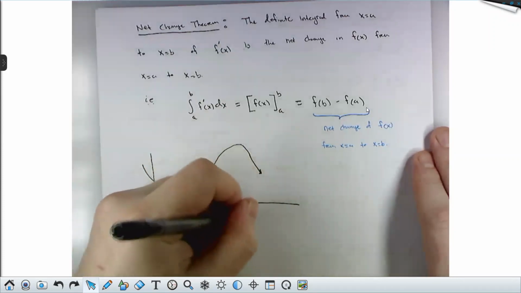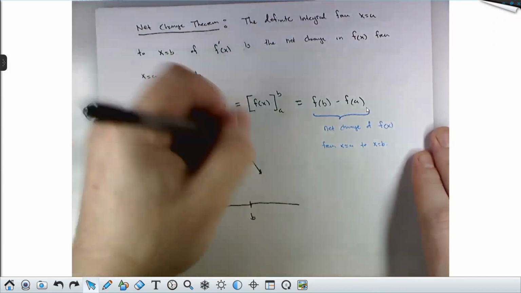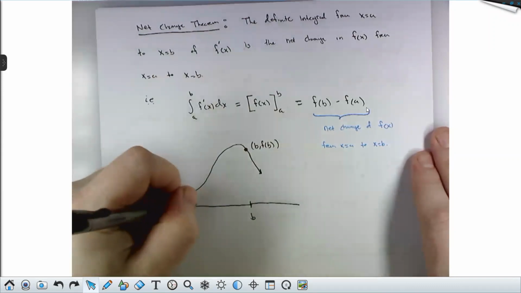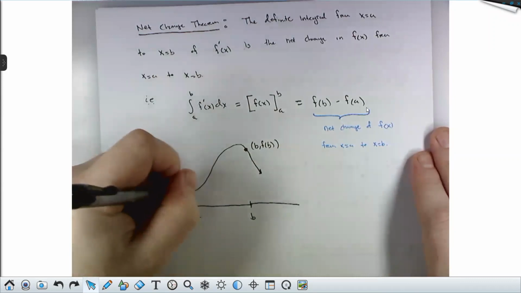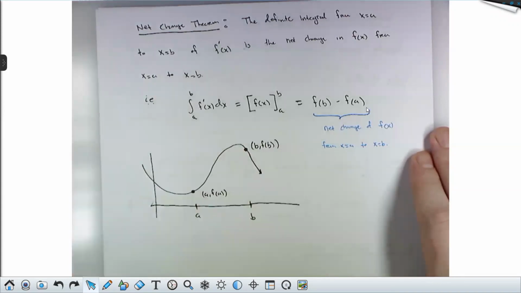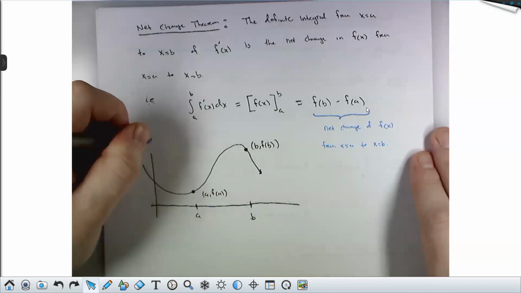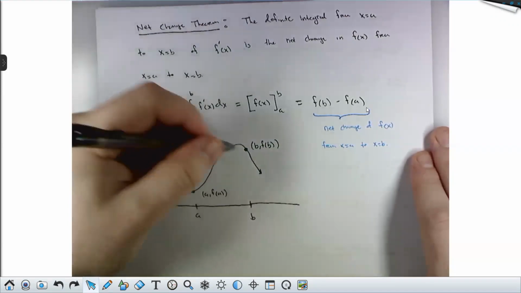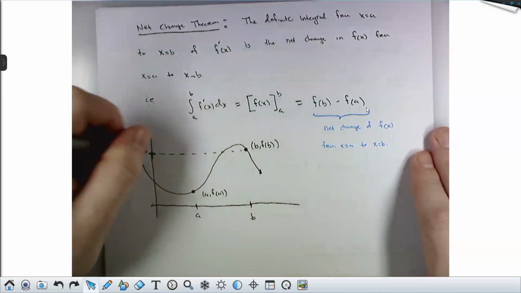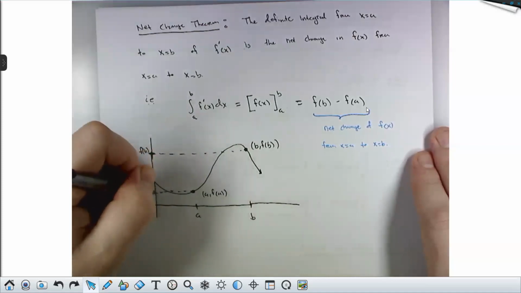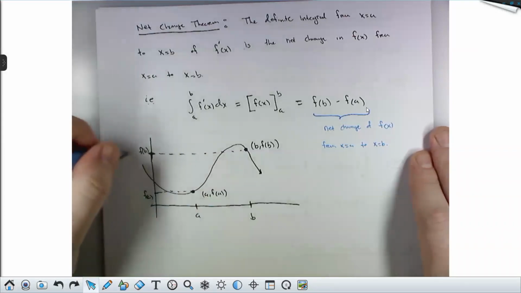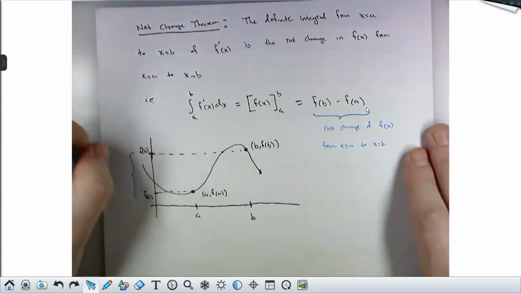So if b is right here, then this is the point b comma f of b. If a is over here, then this is the point a comma f of a. And the vertical distance between those 2 points, f of b and f of a, is the net change.